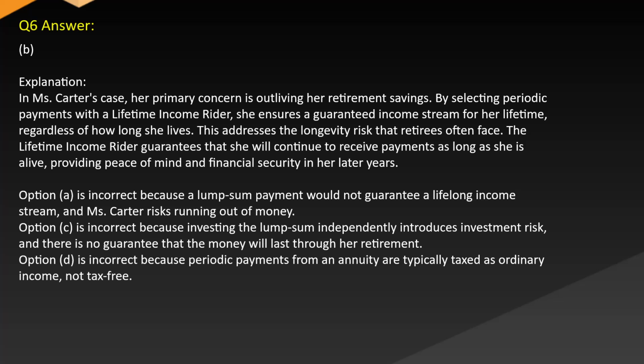Option A is incorrect because a lump sum payment would not guarantee a lifelong income stream, and Ms. Carter risks running out of money. Option C is incorrect because investing the lump sum independently introduces investment risk, and there is no guarantee that the money will last through her retirement. Option D is incorrect because periodic payments from an annuity are typically taxed as ordinary income, not tax-free.